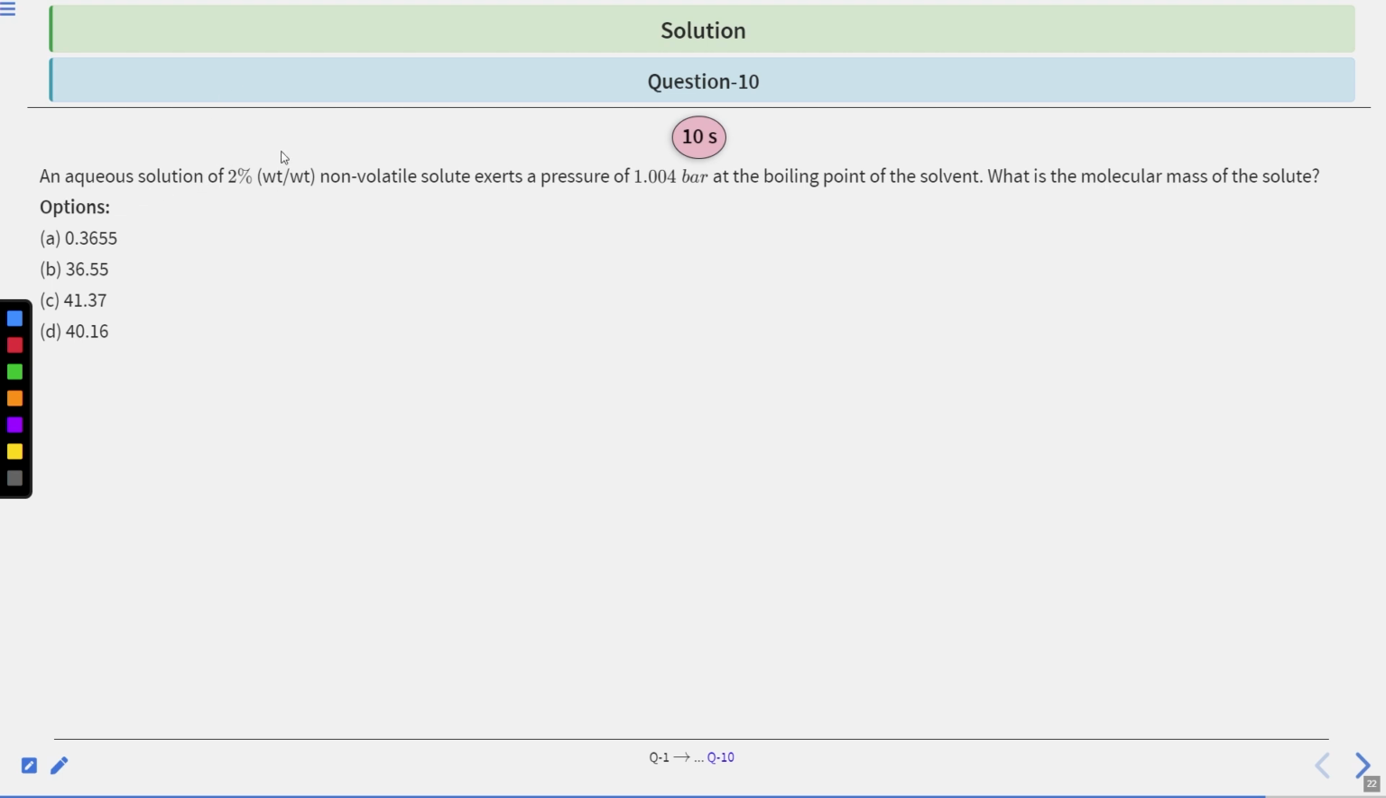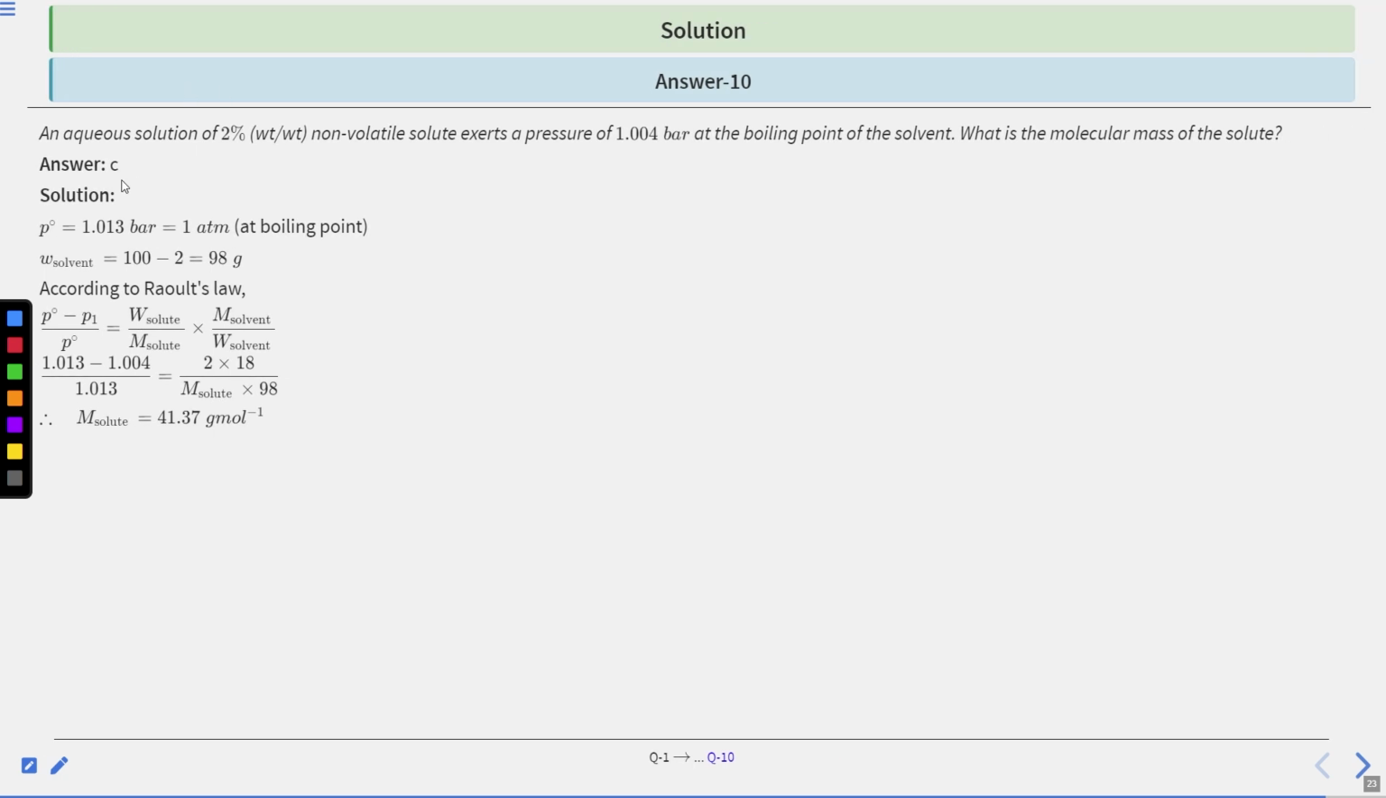An aqueous solution of 2% weight by weight non-volatile solute exerts a pressure of 1.004 bar at the boiling point of solvent. What is the molecular mass of solute? You have to find out the molecular mass of solute. Options are 0.3655, 36.55, 41.37 or 40.16. You have 10 seconds to solve this question. After that, we will see the answer. Okay, so the correct answer is option C.